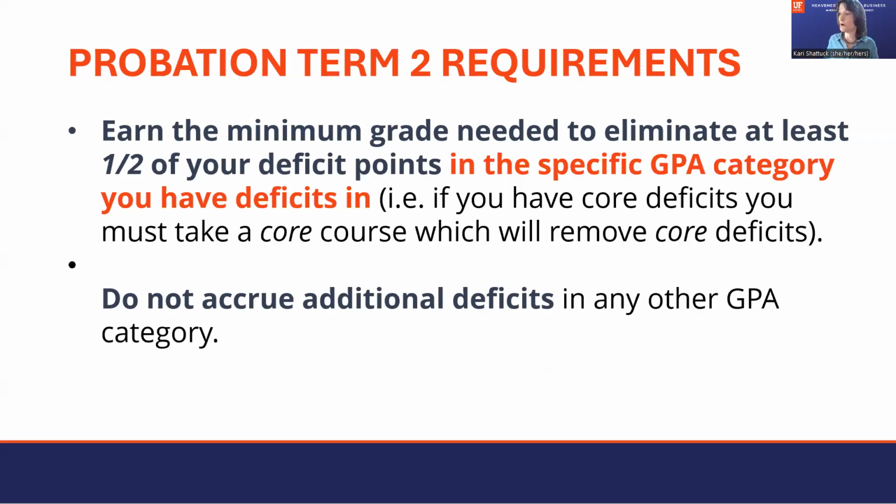Lastly, and this is true for all probation terms, you cannot accrue additional deficits in any GPA category, which means if your core GPA is below the required 2.0, you can't earn a C- or less in the core course you're asked to take.